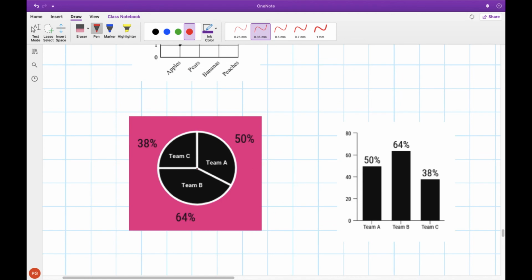Here's another example. Imagine that you were looking at what percentage different teams got correct on a challenge. So let's say Team A got 50% of the questions correct, Team C got 38%, Team B got 64%. This is not really what you would use a pie chart for. A pie chart is part of a whole. If these are individual scores on some sort of test, then it doesn't belong in a pie chart. Instead, a bar graph would be a much better way of summarizing the data.